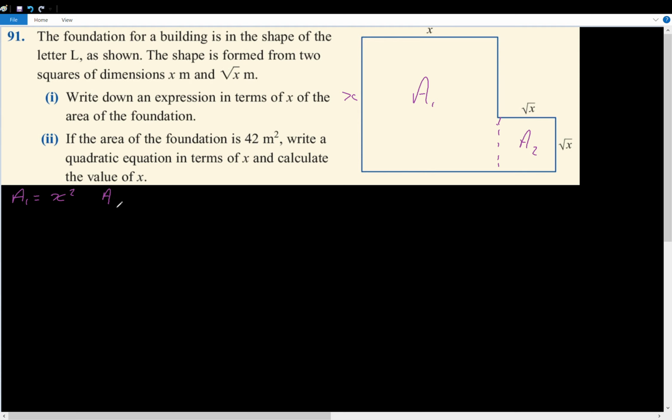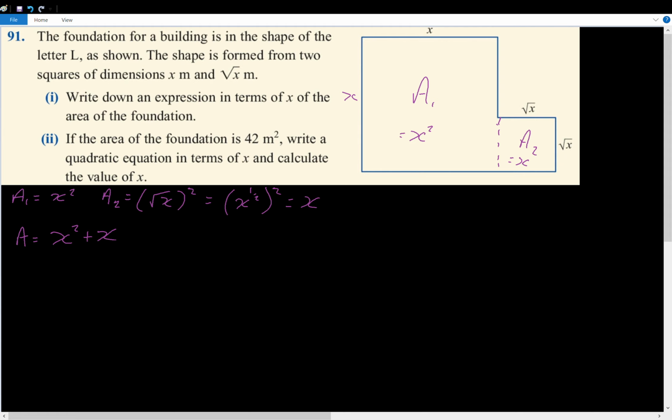And then for area 2, it's going to be root x times root x. So it's going to be root x squared. We can tidy that up a little bit, because that's equal to x to the power of a half all squared. And if we apply our power to a power rule, we just get x. So our expression in terms of x for the total area A is equal to x squared plus x, because the area for area 1 is x squared, and the area for area 2 is x.